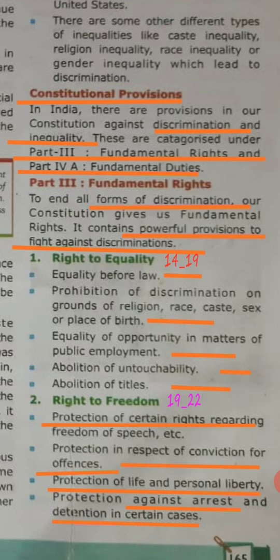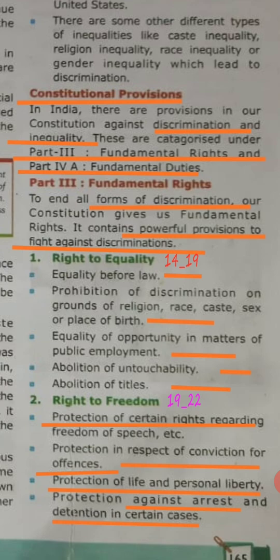First of all is equality before the law, that whatever laws are made by our government, all are equal. Prohibition of discrimination on the grounds of religion, race, caste, sex or place of birth. Everyone is equal. We should not discriminate against people on the basis of religion, race, caste, sex or place of birth. These are the provisions of the constitution. Equality of opportunity in matters of public employment. Whatever policies or plans the government gives for employment, everyone should be given that opportunity.